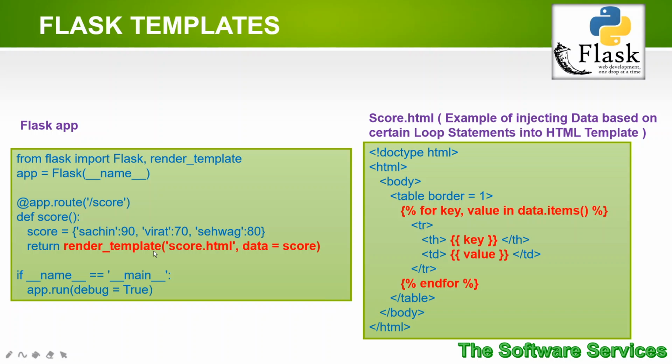Okay friends, then what will happen? It will search for score.html and inject this data into score.html. So we need to define score.html inside the templates folder. Now I am defining the score.html inside the templates folder like this. So HTML body table. Now we are taking it as a table. It's our wish. If you want the data to be presented to the end user in the HTML table format, we can take the table format.